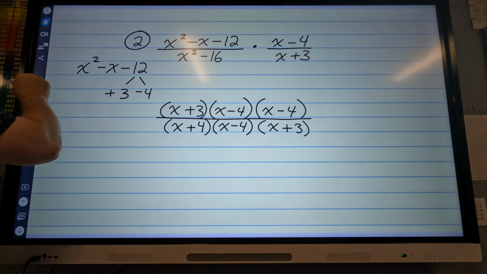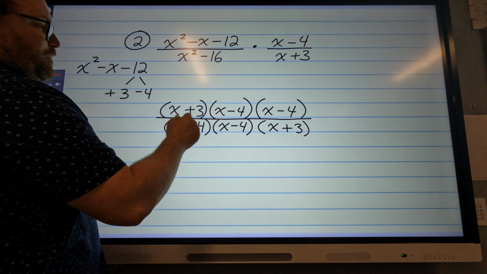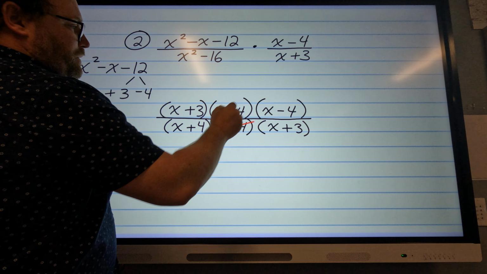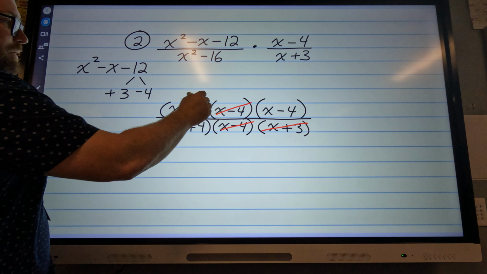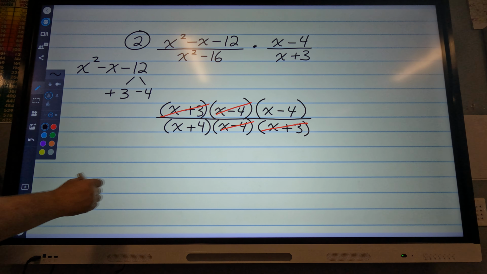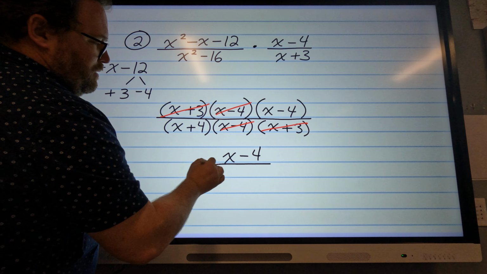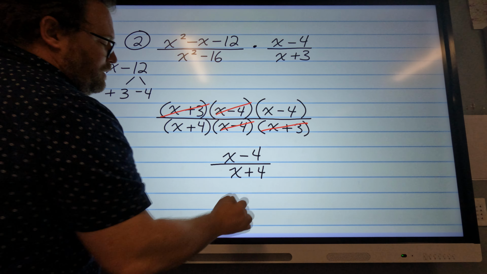Okay, now we're going to cancel. This x plus 4 does not cancel with anything, but this x minus 4 will cancel with this x minus 4, and this x plus 3 will cancel with this x plus 3. So we're left with, on the top, x minus 4, and on the bottom, x plus 4.